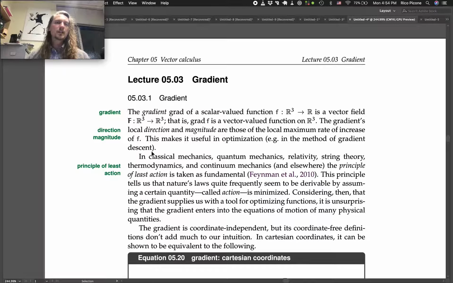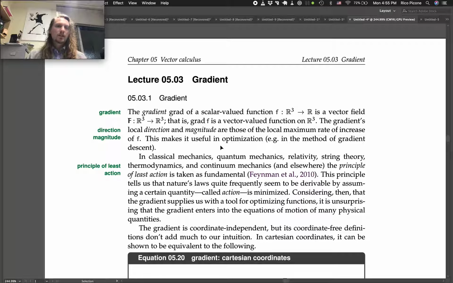Lecture 5.3, Gradient. The gradient, or grad, of a scalar function f, where f is a map from R3 to R, takes on a value at each point in space, R3. So the grad is a vector field, which is a map from R3 to R3. That is, grad f is a vector-valued function on R3. The gradient's local direction and magnitude are those of the local maximum rate of increase of f.